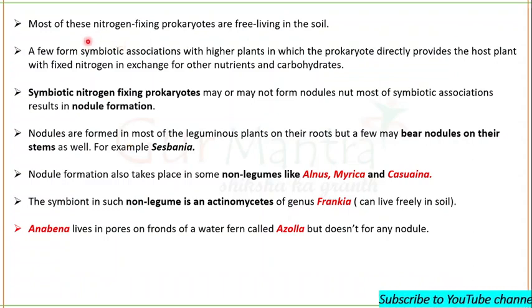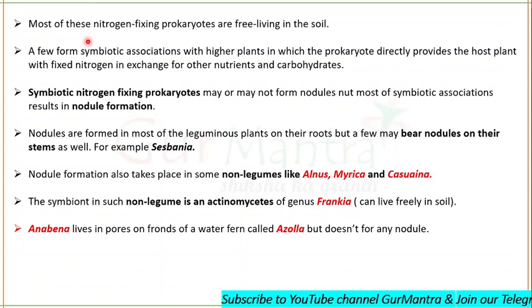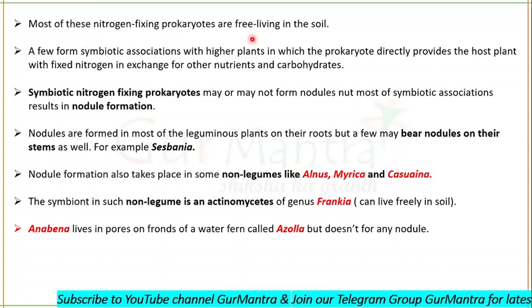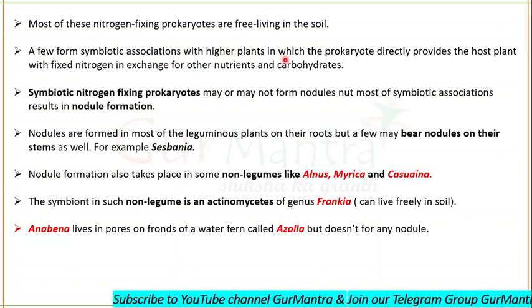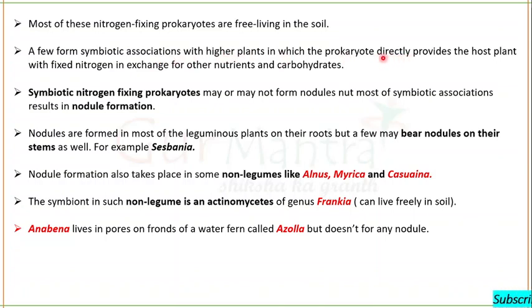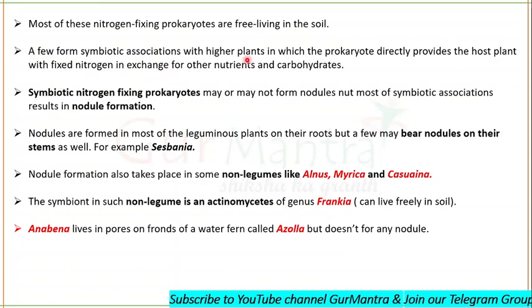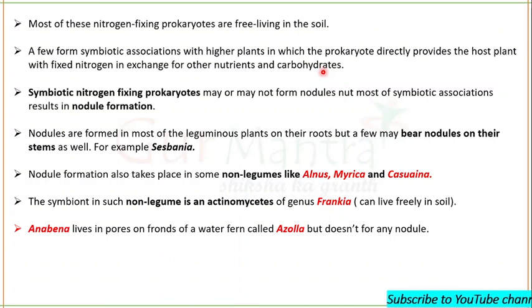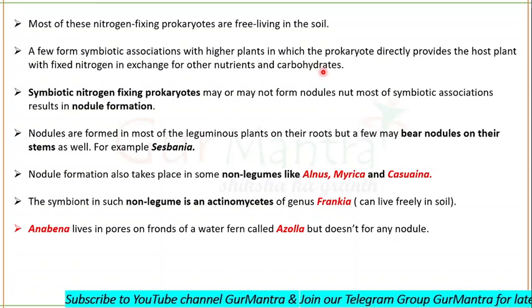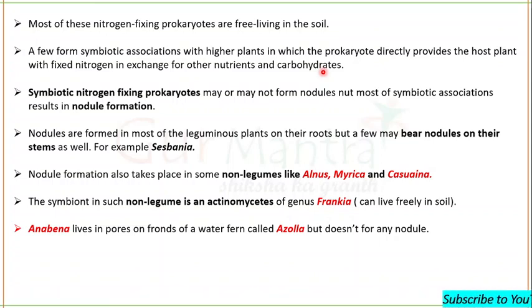So we know that most of these nitrogen fixing prokaryotes are free living in the soil. But a few form symbiotic associations with higher plants, and in this association, what are the prokaryotes going to provide? They are going to provide the host plant with fixed nitrogen, and they will get nutrients and carbohydrates in exchange for the fixed nitrogen. So remember, symbiotic bacteria will provide fixed nitrogen to the host plant, and in exchange they will get nutrients and carbohydrates from the host plant.